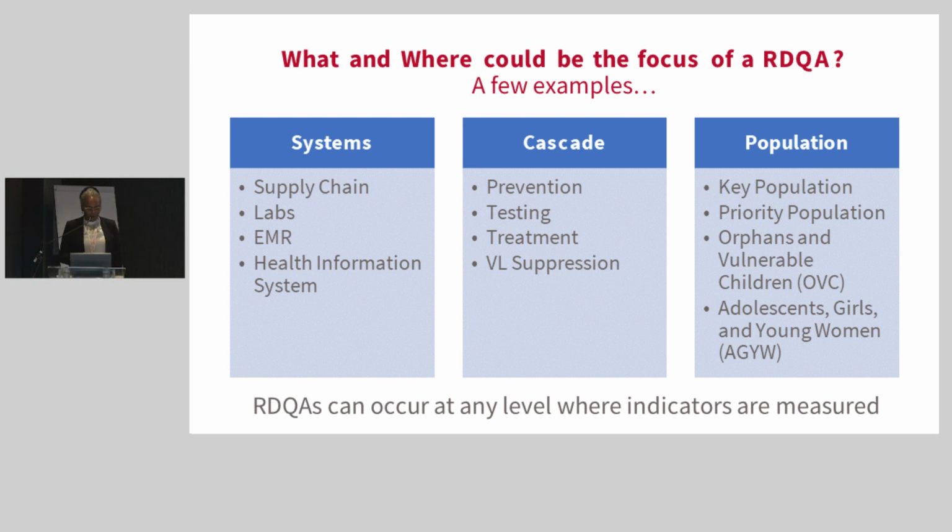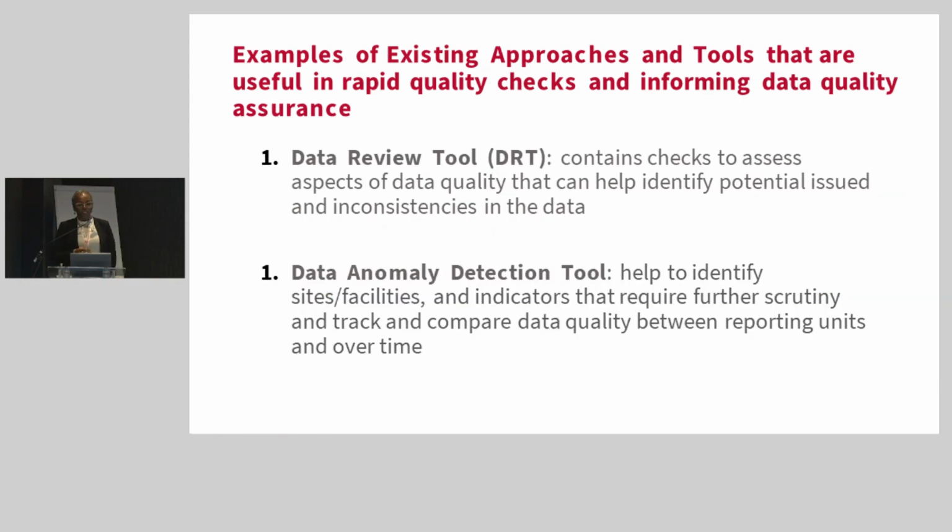I wanted to share a few examples of existing approaches and tools that are very useful for you in doing rapid quality checks and informing data quality assurance. We have two tools. The data review tool contains checks to assess aspects of data quality that can help you with identifying potential issues and inconsistencies in the data. The data review tool, probably most of you are familiar with this because it is embedded within the data system when you are reporting your data on a quarterly basis.